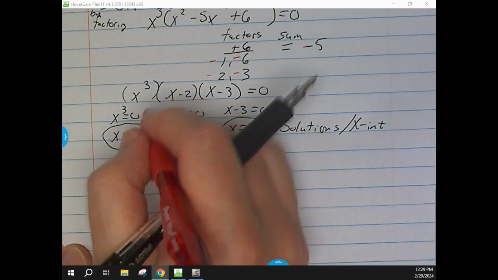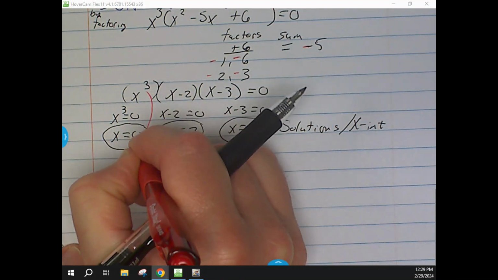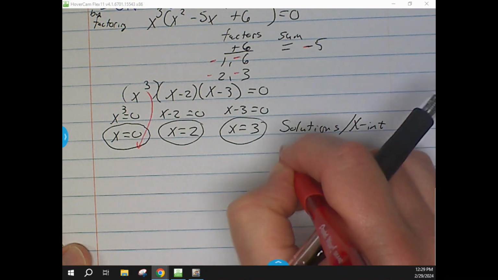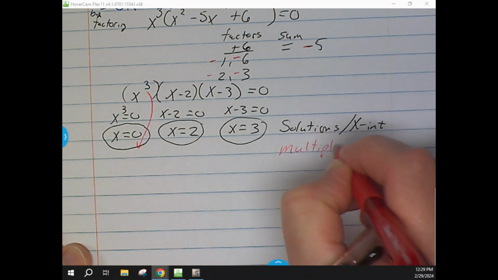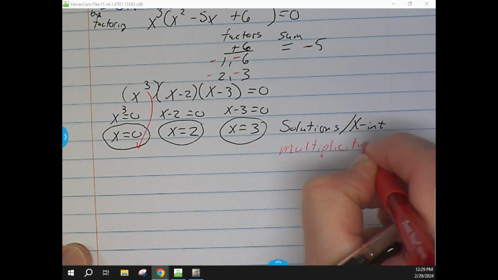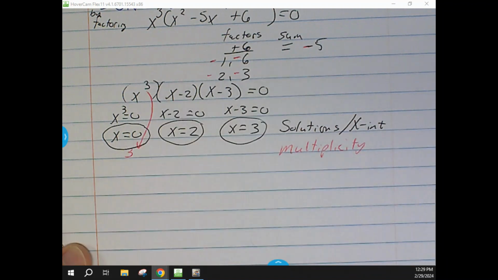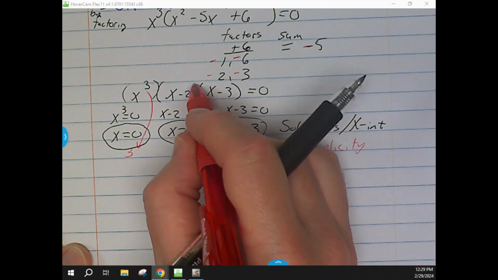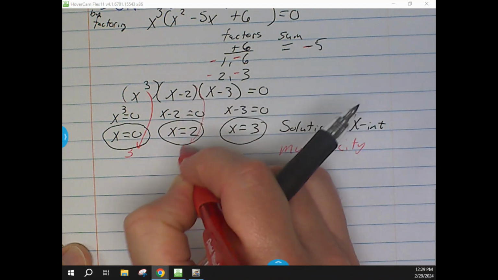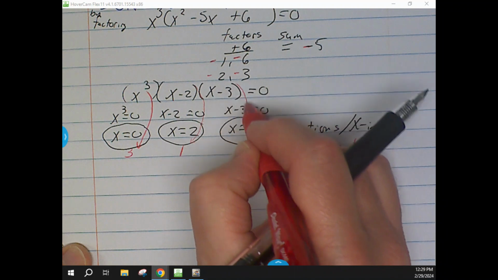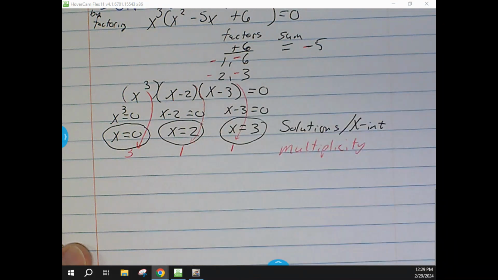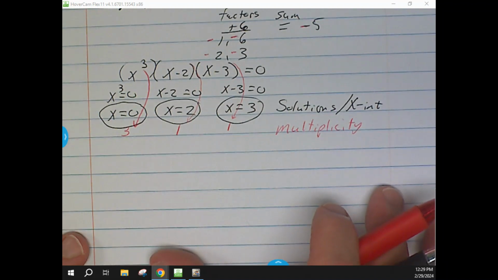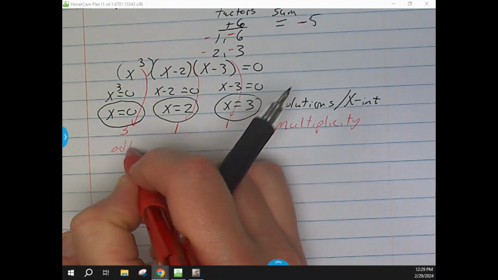Okay, so we've got our solutions, which when we graph them will be our x-intercepts. Here's where we need the powers. This one has degree 3. So when they talk about the multiplicity here, this one would be degree 3. This one doesn't have a power, so that's understood to be first power. This one also doesn't have a power, so it's also going to be the first power. So if it asks for multiplicity, it's just 3, 1, and 1. Then the next thing we need to tie it together is to figure out if they're even or odd. They're all odd.